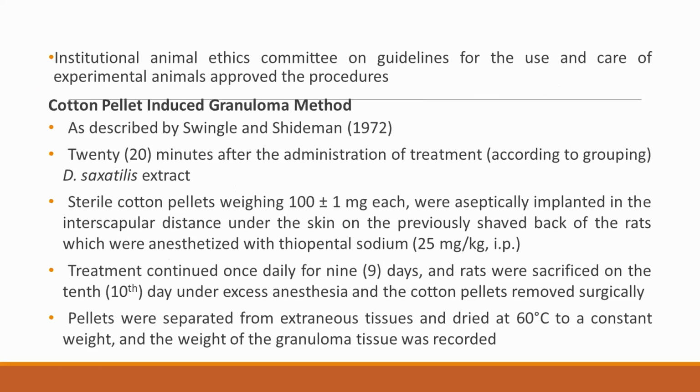We induced stress using the cotton pellet granuloma method, where the animals were shaved and anesthetized. Cotton pellets weighing 100 milligrams each were implanted in the groin area of the rats that were pre-shaved before the procedure. Twenty minutes before the implantation, the extract and the vitamin C treatment were administered. It continued for 9 days, and on the 10th day, the animals were sacrificed. Before sacrifice, the pellets were removed. They were dried at 60 degrees centigrade until a constant weight was achieved, and then weighed, while blood samples were collected in plain bottles for the determination of the oxidative stress biomarkers. Next slide, please.